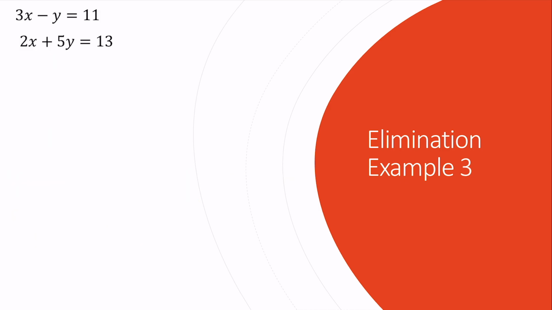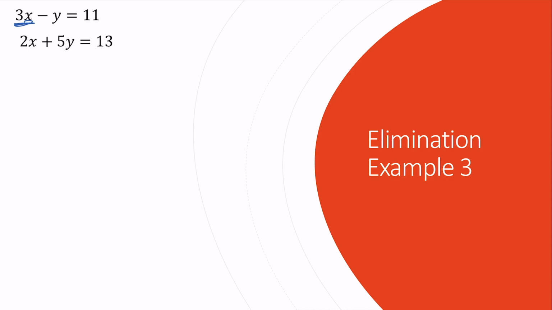For our third example, we are also going to solve this using elimination. But in this case, we don't already have two coefficients that are opposites. I've got 3x minus y is 11 and 2x plus 5y is 13. So I look for what would be the easiest two variables to cancel out.